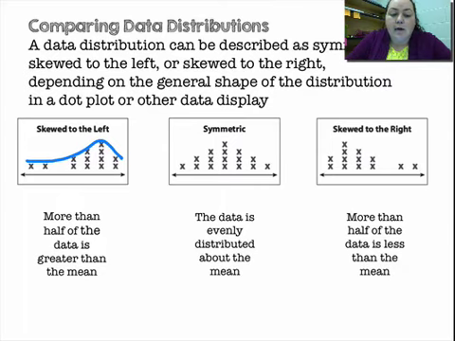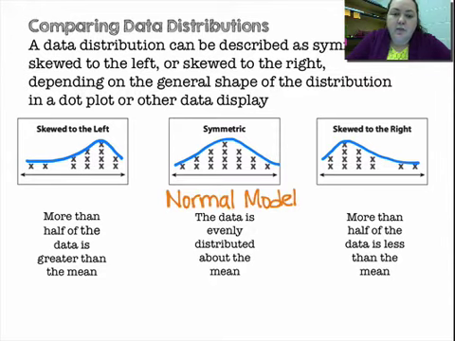More than half of the data is greater than the mean. A symmetric distribution follows a normal model. Symmetric means you can kind of fold it in half and it would match up with itself. The data is evenly distributed about the mean. And then skewed right is the tail is on the right side and more than half of the data is less than the mean. All right, we said the symmetric one is our normal model.